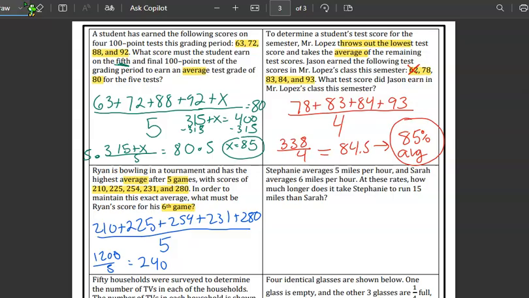Now, this would also be how much he would need to score for his 6th game, because if you added that amount to his already existing average and divide by 6 now, you would also get 240.